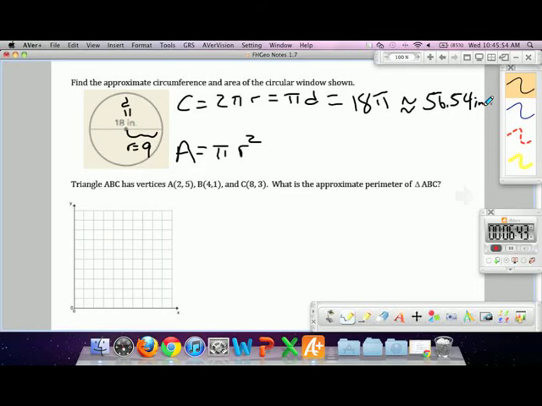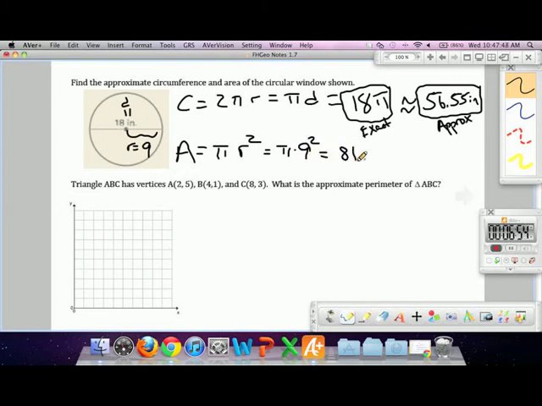Similar game. Area should then be what? Pi times 9 squared, which is 81 pi, which is approximately 81 times pi was what? 254.47 inches squared.